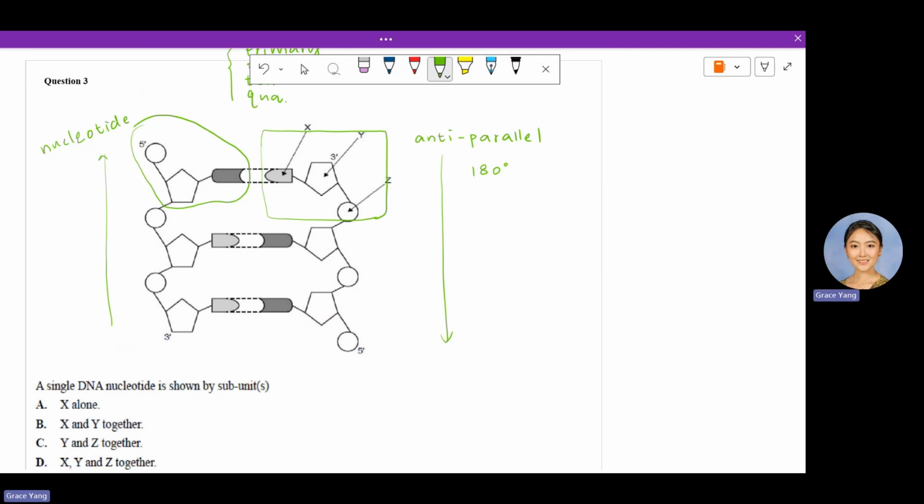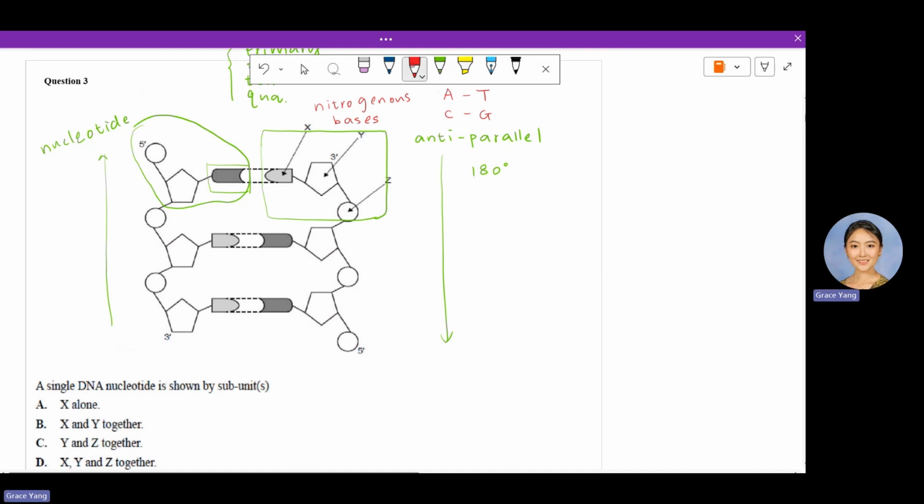Okay, now let's label it. X is this gray shaded area, and it looks like it's forming a bond with the other gray shaded area of another nucleotide. So the only structure in a nucleotide that's able to form a bond with another strand will be the nitrogenous bases. Nitrogenous bases form complementary bonding. So base A always bonds with T, C always bonds with G. Okay, so X is nitrogenous bases.